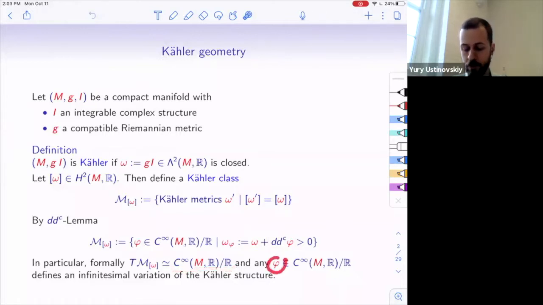And furthermore, if you fix any smooth function phi on your manifold, you can define at least an infinitesimal variation of the Kähler structure in the direction prescribed by this function phi. You can basically multiply it by a very small number, and if this number is sufficiently small, you can ensure that this form is positive definite as long as omega was positive definite.